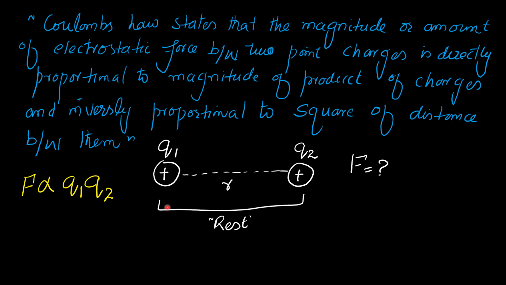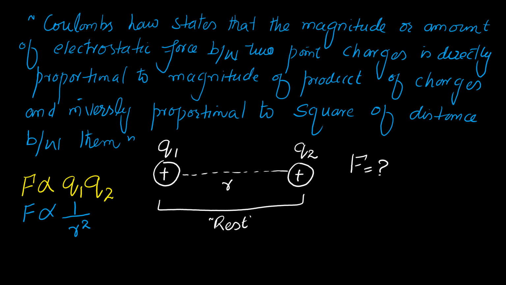Similarly, Coulomb's law states that the force between these two point charges is inversely proportional to the square of the distance between them. The distance between these point charges is r, so it will be the square of the distance. So F will be inversely proportional to r square. So we will write it like this.